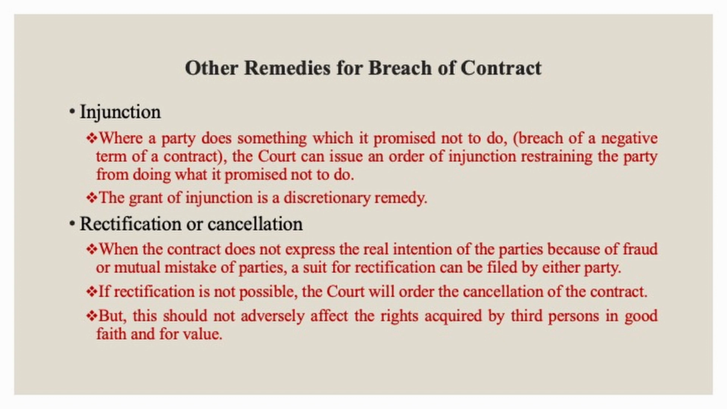Where the contract does not express the intention of the parties because of mutual mistake or fraud, suit can be filed for rectification of the contract. If rectification is not possible, the court will order for cancellation of the contract. However, this should not adversely affect the rights acquired by third party in good faith and for value. This is about the remedies that are available for a breach of contract. Rules pertaining to specific performance, rectification, and cancellation of contracts and injunctions are contained in the Specific Relief Act.